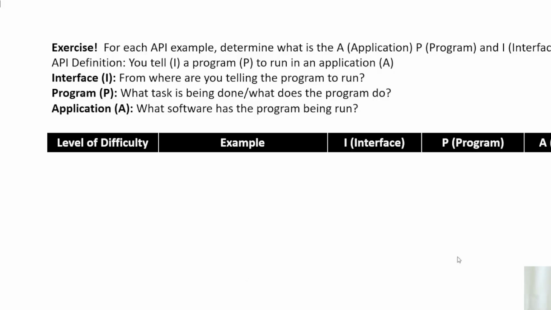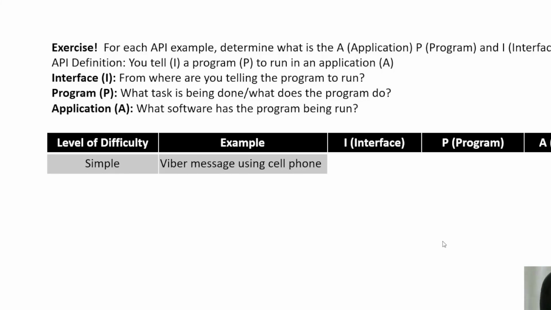Okay, so let's go over these 4 API examples. First is a simple example of just sending messages using Viber, a Viber cell phone app. What is the I, what is the P, and what is the A in this situation? Now, before I give you the answers to these, I suggest that you pause and think about what the answer is before you see it. I'll take about a second before providing the answers.